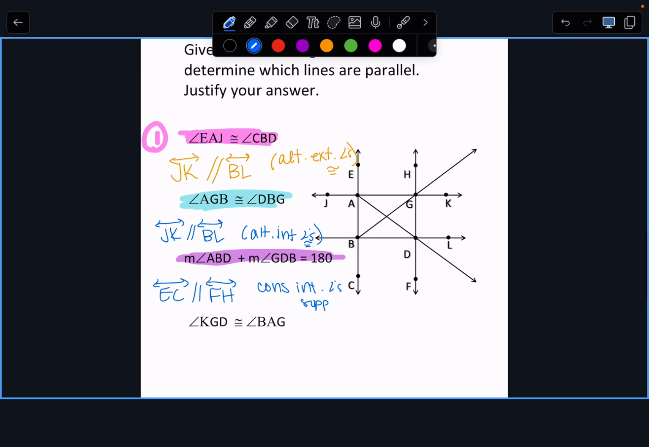All right, last one. KGD, and BAG. Okay, so what's our transversal? JK. All right, so we have lines EC and FH parallel because of what kind of angles? Our corresponding angles are congruent.